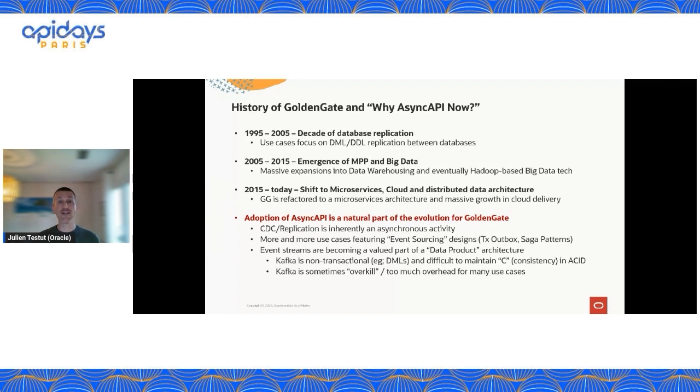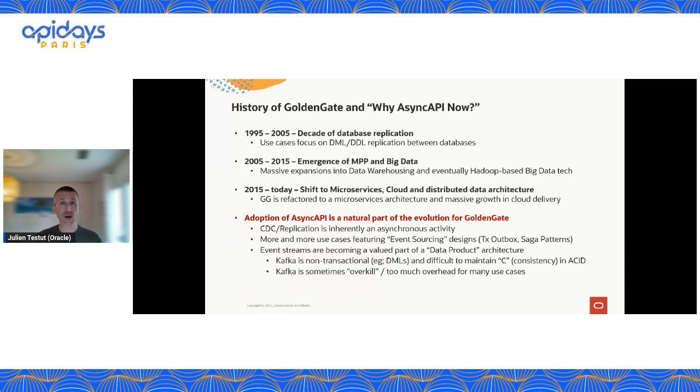Then the next decade, from like 2005 all the way to 2015, was about the emergence of massively parallel processing data warehouses like Teradata, Netezza, Exadata on the Oracle side, as well as the big data ecosystem that was growing at that time with Hadoop. And so GoldenGate naturally also started to support those data warehouses that I talked about, but also the Hadoop ecosystem, HDFS, Hive, HBase, and so on.